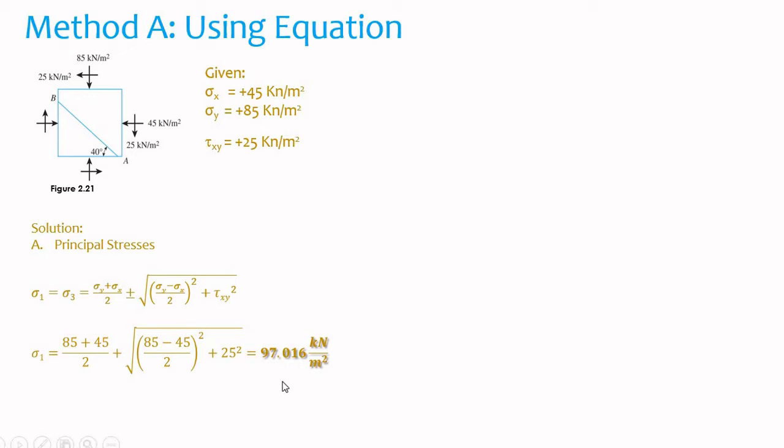Next is to solve for the minor principal stress or the sigma 3. This time, we will use the minus or the subtract operation. So (85 plus 45) divided by 2 minus the square root of the quantity (85 minus 45) divided by 2, the quantity squared, plus 25 squared. So this is 32.984 kilonewton per meter squared.